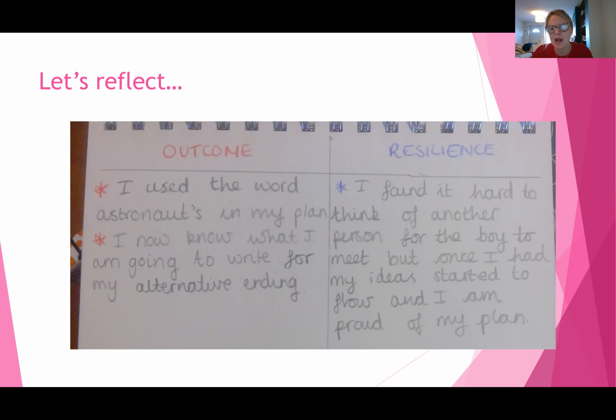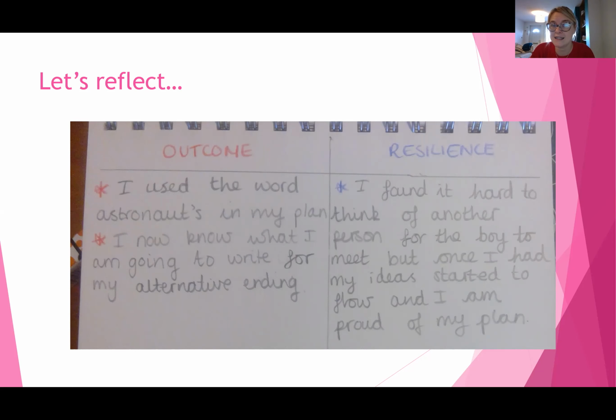And for my resilience, when I was thinking, I haven't got a natural writer's brain like some of you do, so I found it quite hard to think of what other person or what other thing might the boy meet on the moon. But once I had thought about the fact it was going to be an astronaut, all my ideas started to flow, and now I'm actually really proud of my plan. And I'm proud that it didn't take me that long, because once my ideas were flowing, I then managed to complete my plan quite quickly. So I'm really proud of my resilience for that. I overcame that hurdle, and then it all got a lot easier. So can you pause the video now and do your reflection, and then come back for one final thing I'd like you to do. Off you go.